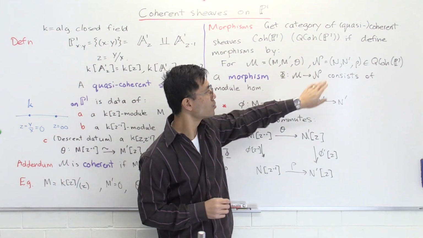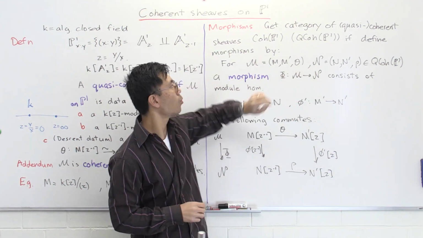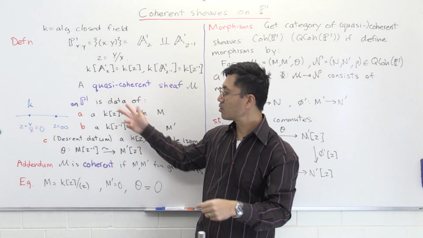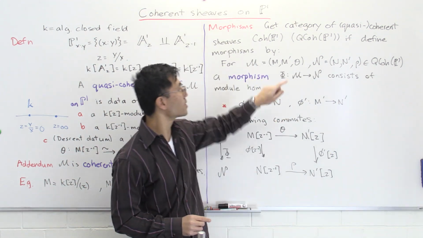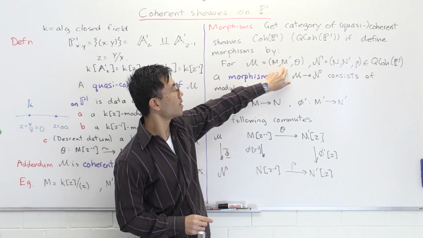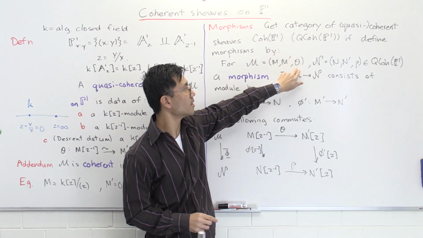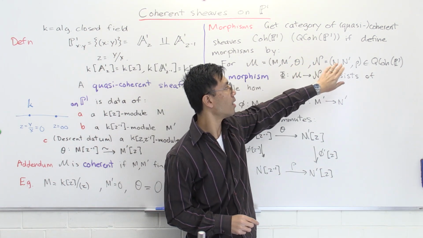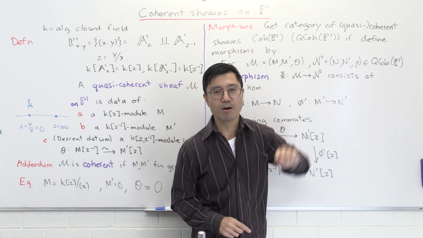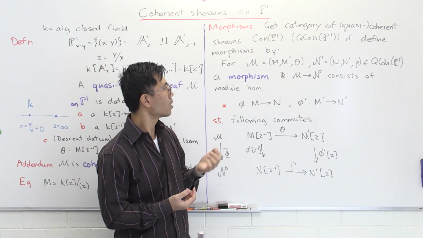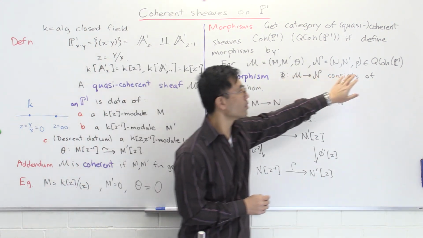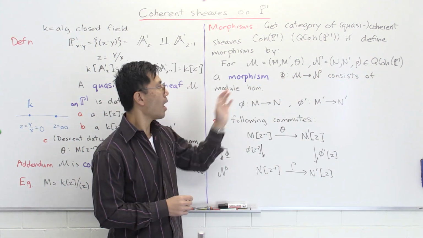So let's pick two objects, M and N. Okay, so what is M? Remember the data consists of three things. There's a K[Z] module M, a K[Z inverse] module M prime, and a descent datum theta. For N, we have a similar triple here that represents that quasi-coherent sheaf on P1. And what do we want?